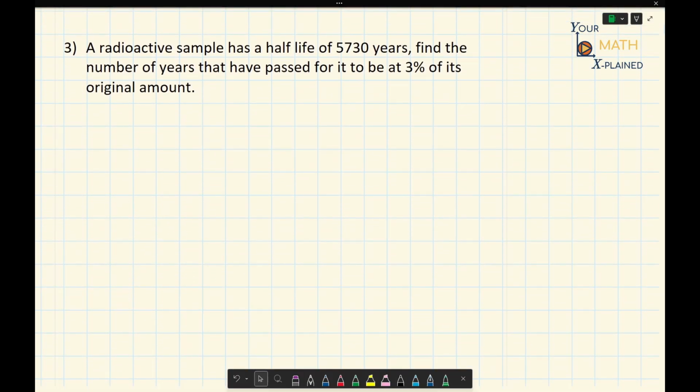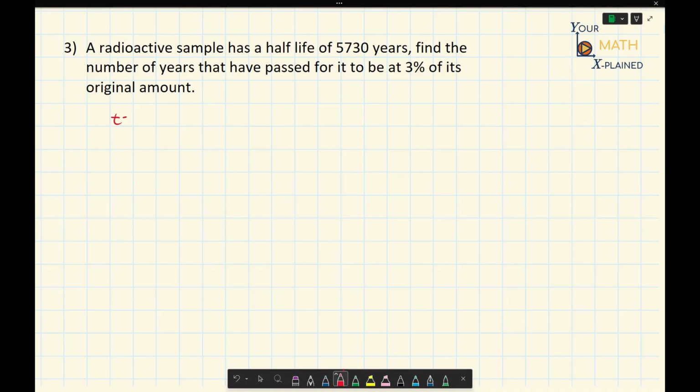For our next example, we're leaving the world of finance and moving into science. We have a radioactive sample that has a half-life of 5,730 years, and we want to find the number of years that have passed for it to be at 3% of its original amount. When we say half-life, that means it takes that many years for the sample to have 50% of what it was originally.